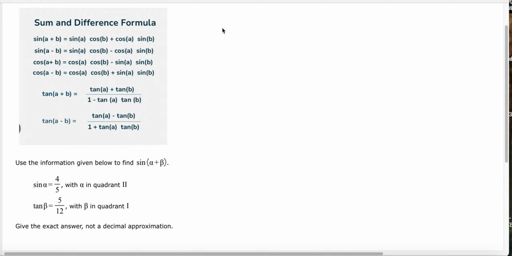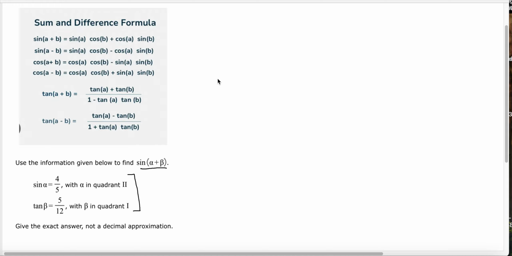So let's look at another example using the sum and difference identities or sum and difference formulas. Use the information below to find sine of alpha plus beta. And really this could be sine, tangent, cosine, it could be alpha plus beta or alpha minus beta. But you are given enough information right here to find any of those functions.